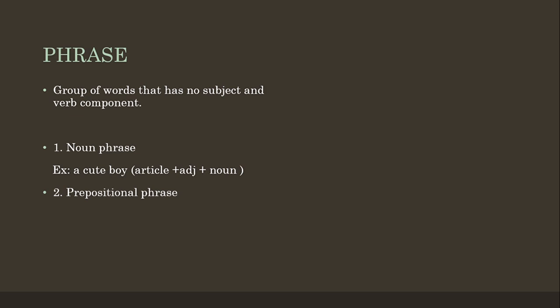Number two is prepositional phrase. A prepositional phrase is a phrase or a group of words that has a preposition in it. For example, for them. This is a prepositional phrase. For them. For is a preposition and then them is a pronoun. It's not only for a pronoun, but we can also use a noun. But the thing is, a prepositional phrase uses a preposition.